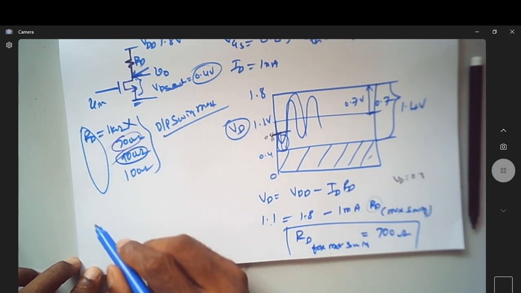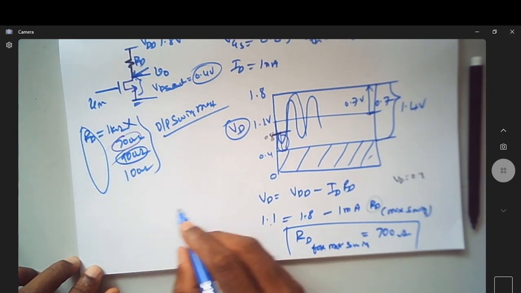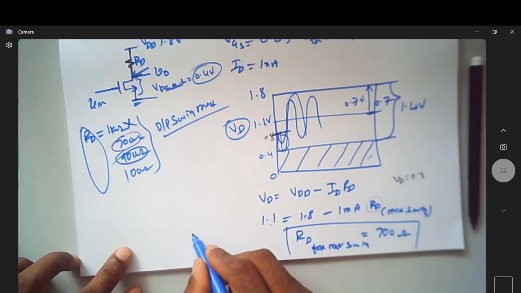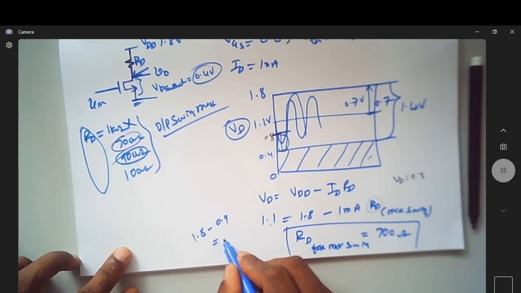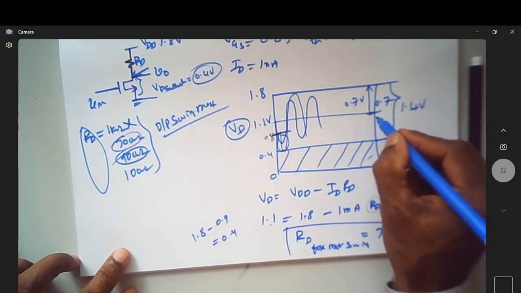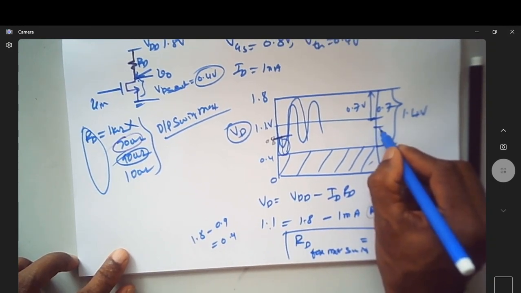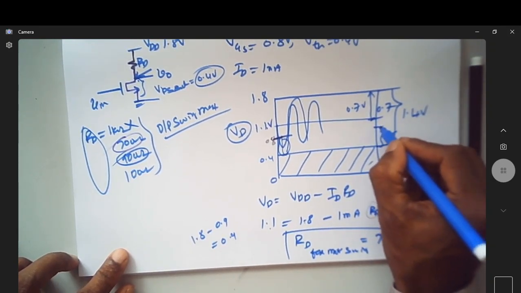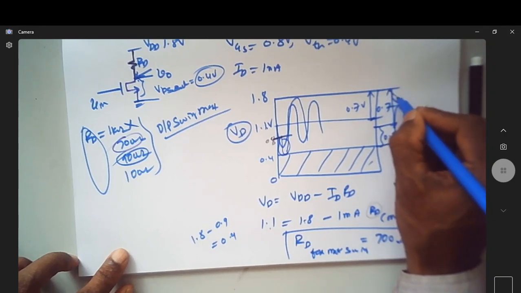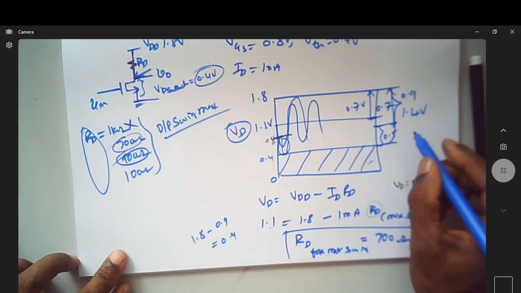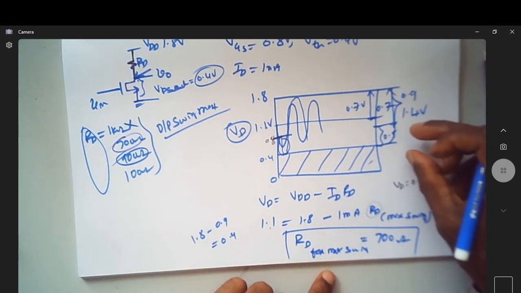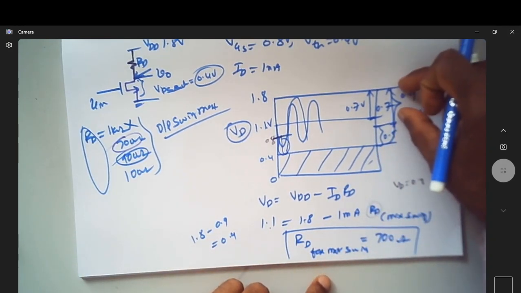Suppose you take 900 ohm, so how much is this? Is it not 1.8 minus 0.9? How much is that? 0.9 volt. So you are there at 0.9. If you are there at 0.9, you hardly have 0.5 here, and from here to here it is 0.9. So again it's not symmetric. Here you have 0.5, there you have 0.9.